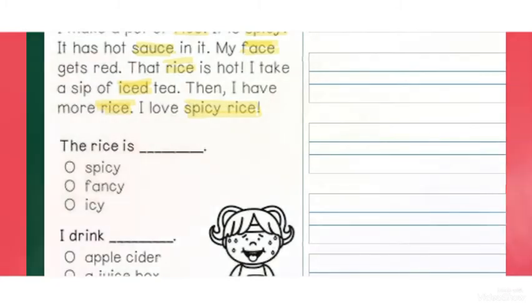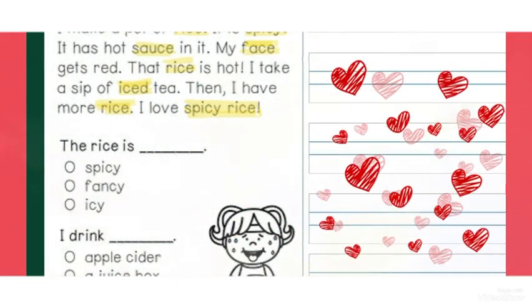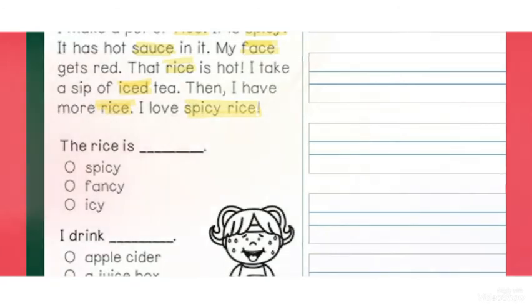And now, let's read our story to practice reading soft C. Let's read together. Spicy rice. I make a pot of rice. It is spicy. It has hot sauce in it. My face gets red. That rice is hot. I take a sip of iced tea. Then I have more rice. I love spicy rice.